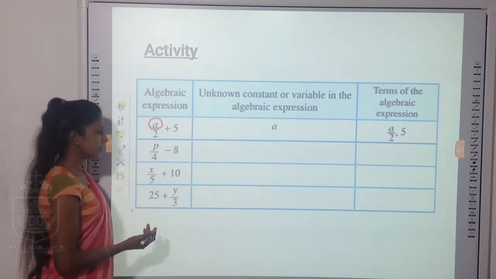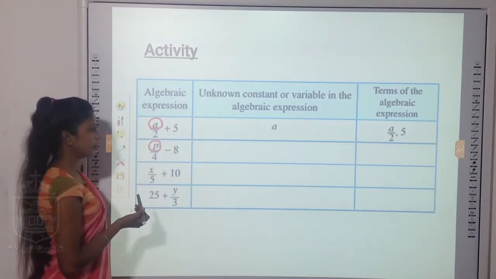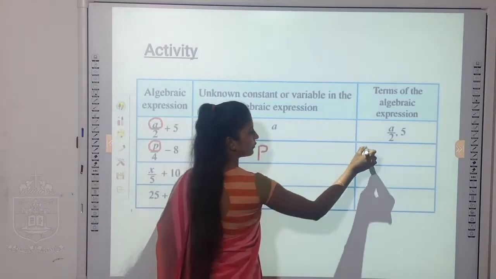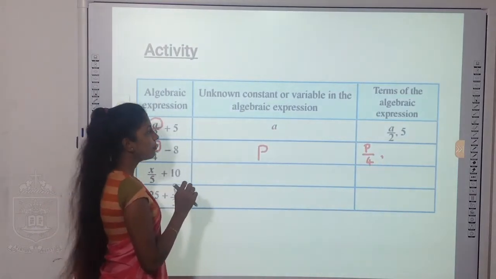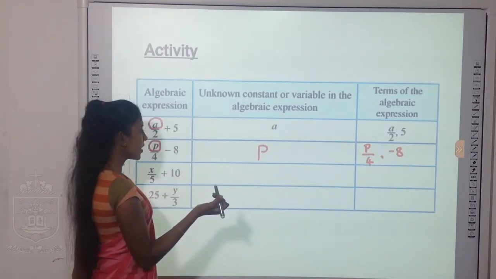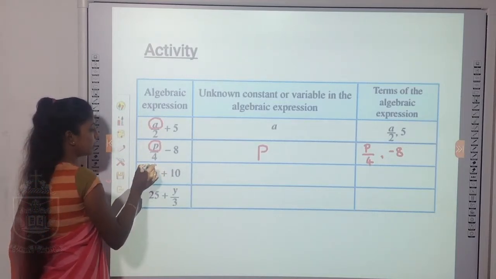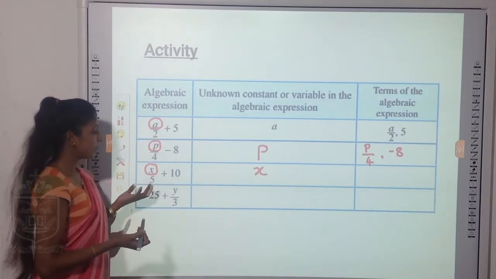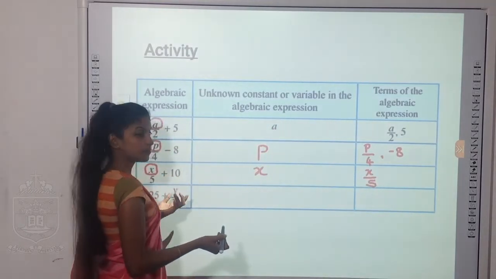When you look at the second one, what is the unknown term? The unknown value or the variable is p. The two terms are p divided by 4, and the other term is minus 8. And then the next one, the unknown variable is x, and there are two terms, x divided by 5, and the next term is 10.